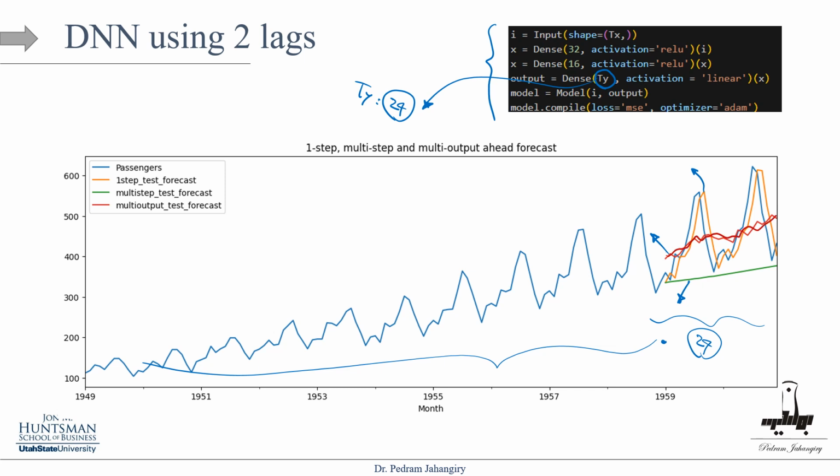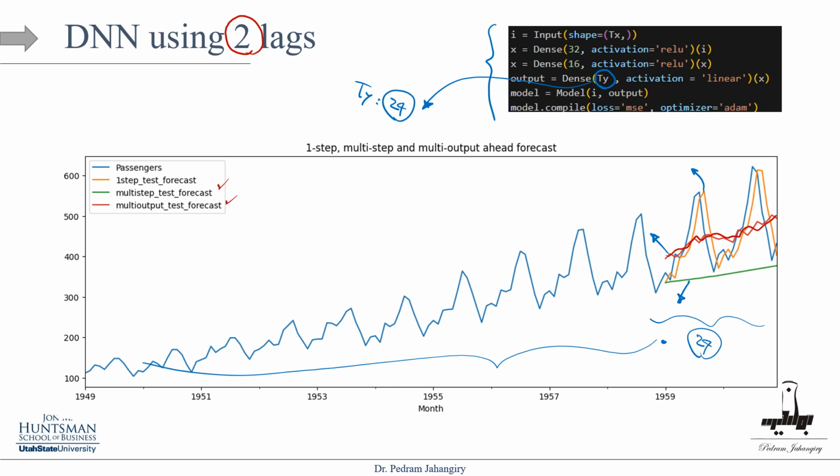And as you can see, neither the multi-step ahead forecast nor the multi-output forecast is doing a good job. And again, this is simply because your model is too simple and you're not using enough features, right? So let's go ahead and use more features and repeat this exercise.